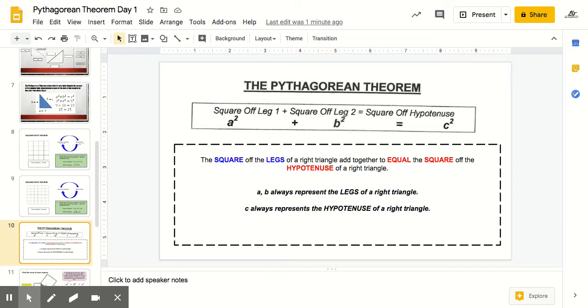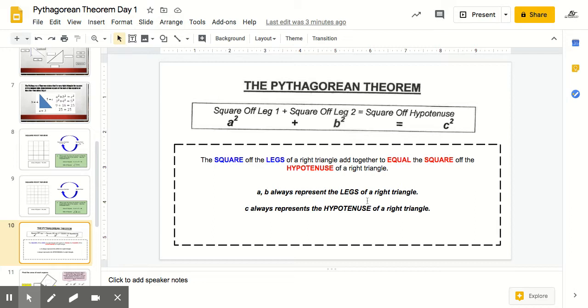All right, so we're going to do some exploring with the Pythagorean theorem. Okay, so each side of a triangle is going to form a square. Okay, so if we look here, it says the square off of leg 1, we're going to call a squared, and the square off of leg 2 is going to be b squared, and the square off of the hypotenuse is going to be equal to c squared. So again, we need to memorize that the Pythagorean theorem is a squared plus b squared equals c squared.